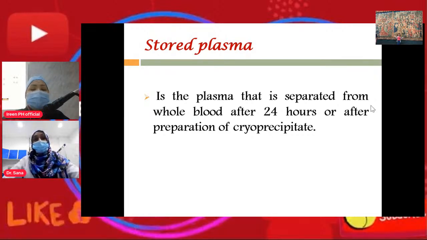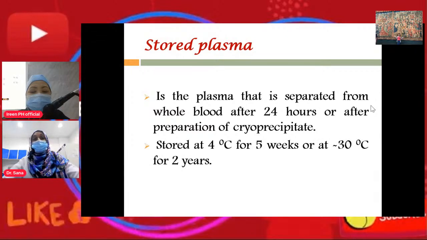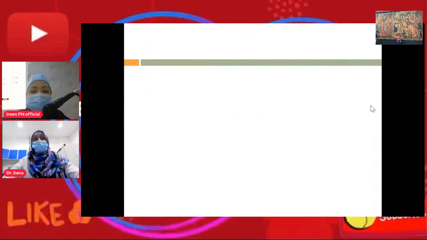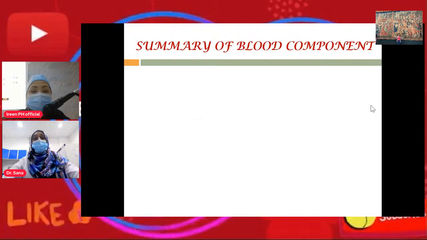Stored plasma is the plasma that is separated from whole blood after 24 hours or after preparation of cryoprecipitate, stored at 4 degrees centigrade for 5 weeks or at minus 30 degrees centigrade for 2 years. Okay, this is a summary of each component and its indication.